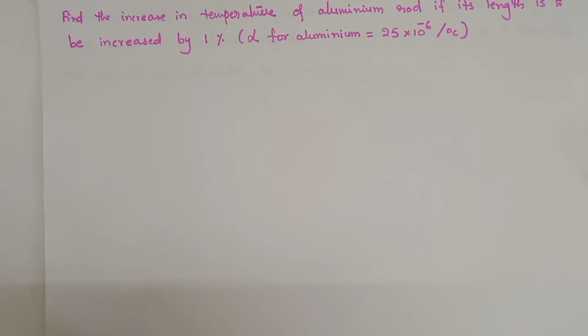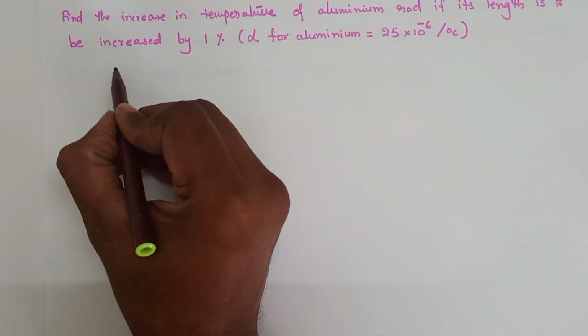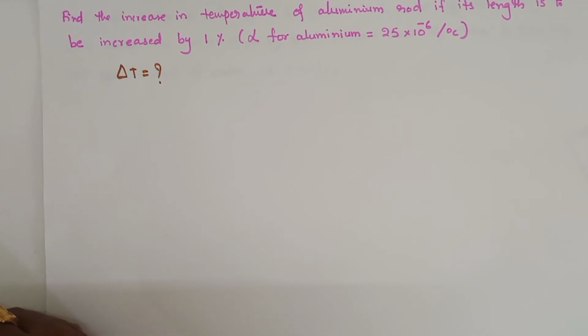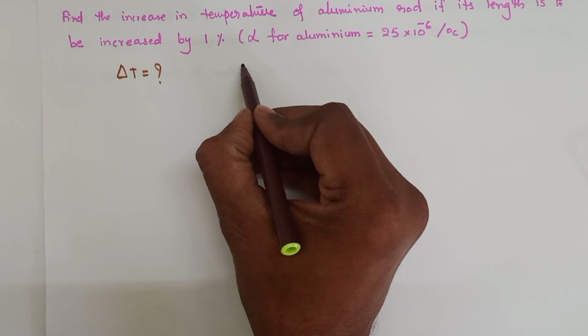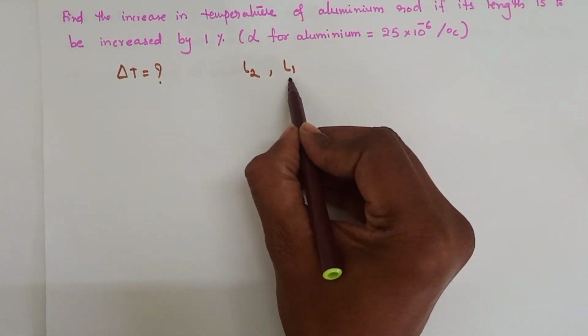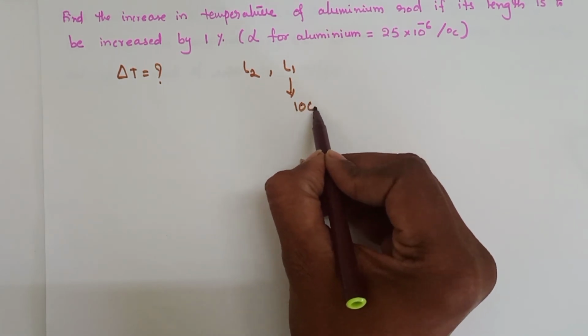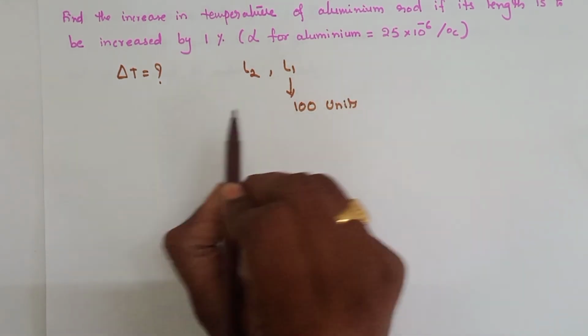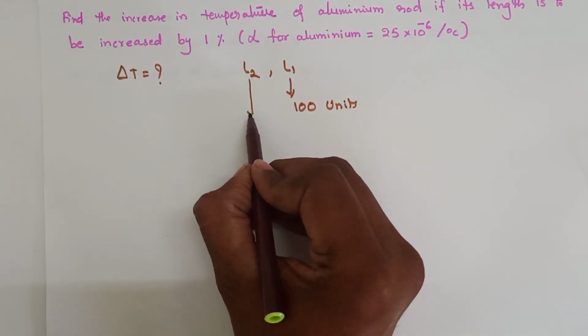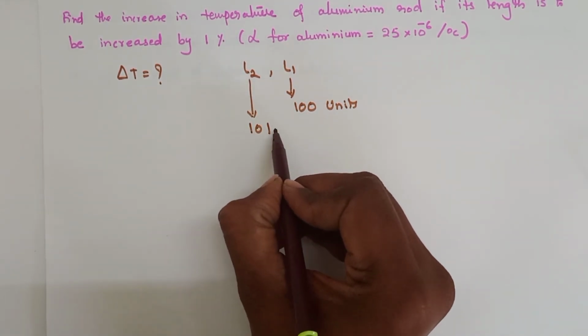Find the increase in temperature of an aluminum rod if the length is increased by 1%. So delta T has to be calculated. So what is the length? The length is not given, L2 and L1. Suppose L1 is the initial length, let us say 100 units. Now what would be L2, which is increased by 1%? It means it is 101 units.